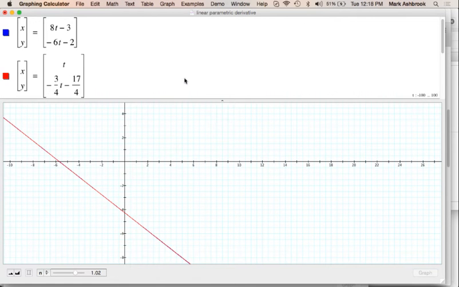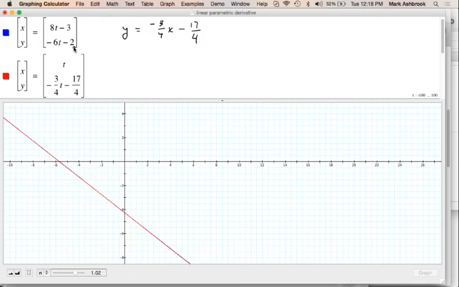We said this was two different ways to write the same line. We had the parametric equations x equals 8t minus 3, y equals negative 6t minus 2, and then we found what the equation of the line was. We did the math, right? And we got y was it negative 4/3 or 3/4? Negative 3/4. Minus 17/4.